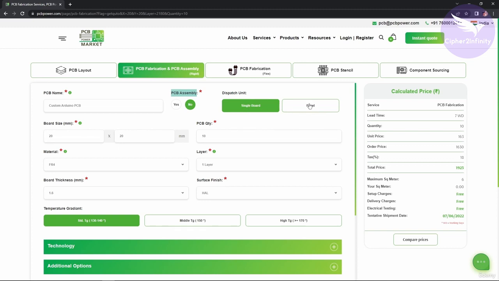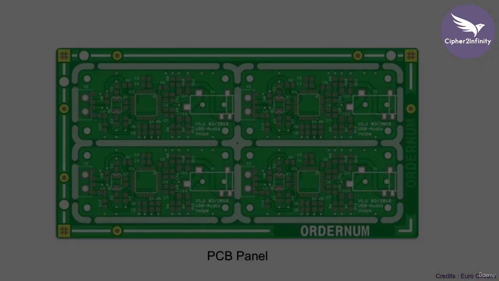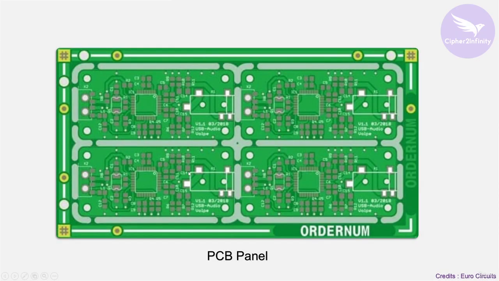First of all, I will show you how exactly the panel looks like. So this is how the panel looks like, and on this panel you can see there are multiple PCBs on the same panel. Okay, so 1, 2, 3, 4.